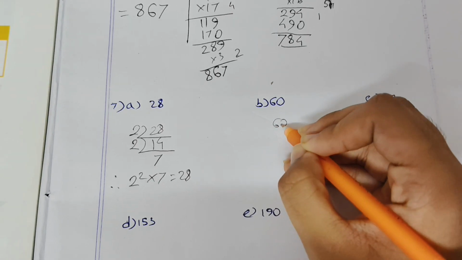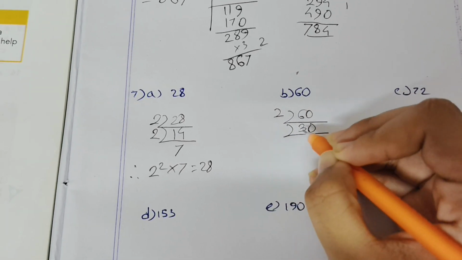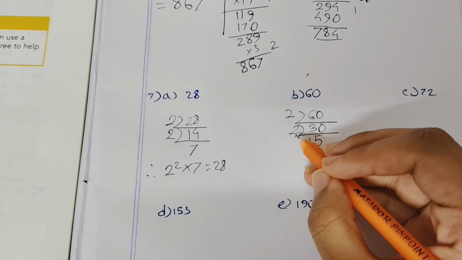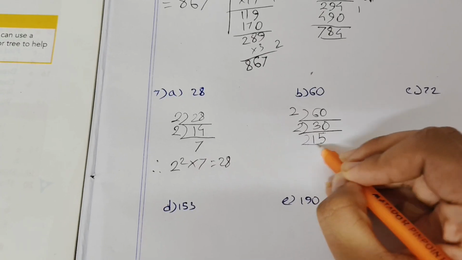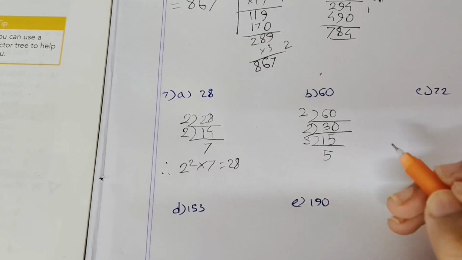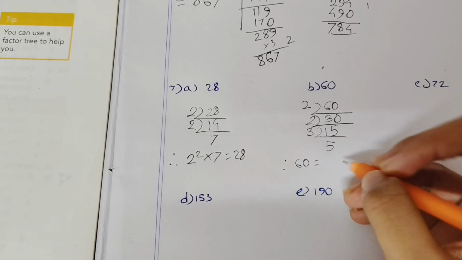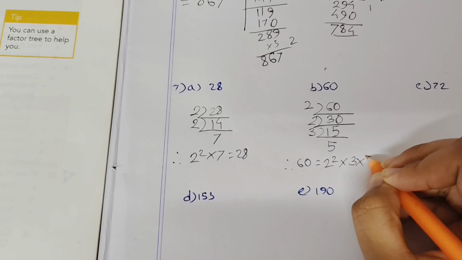So we got 60. 60 is divisible by 2, which gives us 30. 30 is divisible by 2, which gives us 15. 15 isn't divisible by 2, but it is divisible by 3. So we get 5. Therefore, 60 is equal to 2 square multiplied by 3 multiplied by 5.